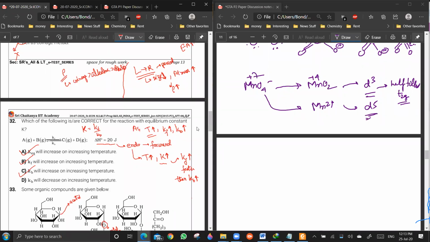But equilibrium constant is actually a ratio of Kf by Kb. So the ratio might increase, the ratio might decrease also. It will depend on which one is increasing faster. Are you getting my point? Yes or no? Yes, sir. So you see Kf and Kb both will increase with temperature. K equilibrium will increase with temperature if the forward direction is endothermic.